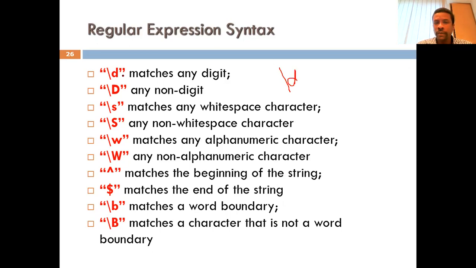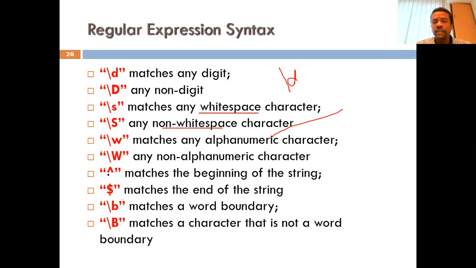So slash D means any digit, slash capital D means any non-digit, slash small s means match any white space. If you want to find only white spaces, use that. Backslash capital S means any non-white space, so anything except a white space. Small w is any alphanumeric, which means numbers and alphabets. If it is uppercase W, it means any non-alphanumeric, the opposite of that.